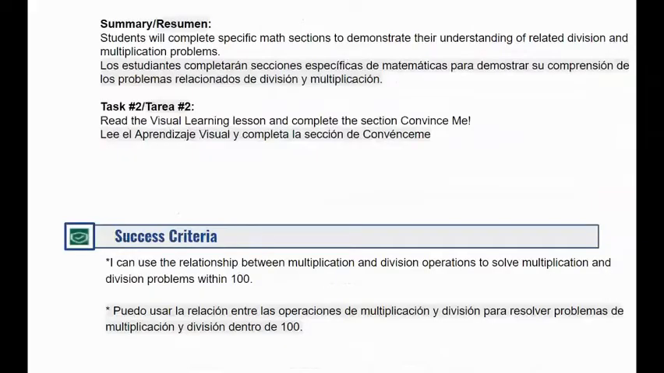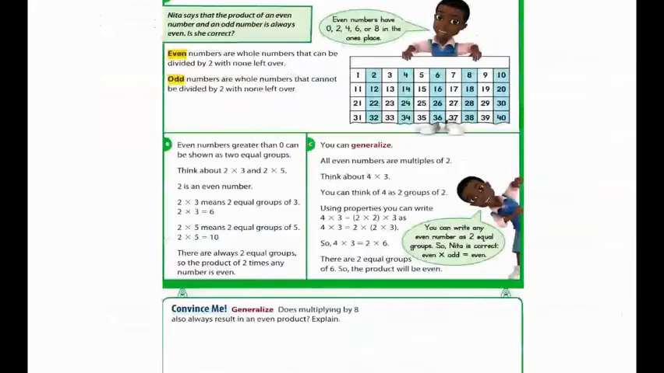For Task 2, students will complete specific math sections to demonstrate their understanding of related division and multiplication problems. To be successful, students will use the relationship between multiplication and division operations to solve these problems. Students are expected to read over the visual learning chart at the top and answer the Convince Me problem at the bottom. The directions for the Convince Me problem say, does multiplying by 8 also always result in an even product? Explain. The following Pearson video will review important skills that will help complete this task.